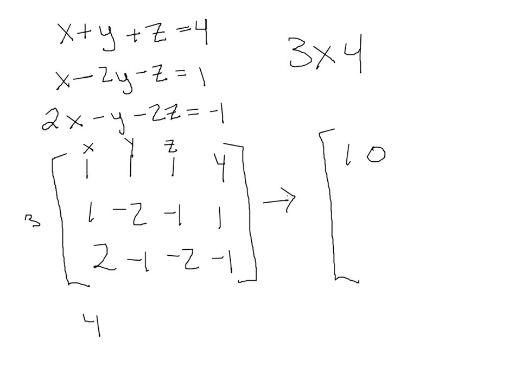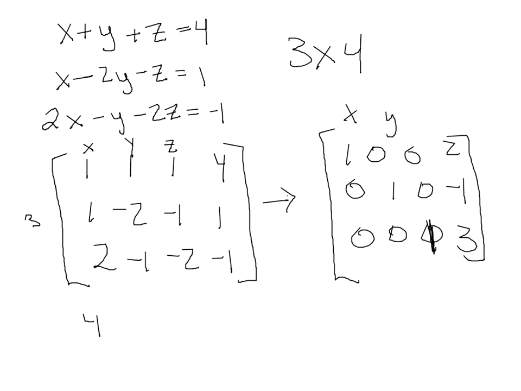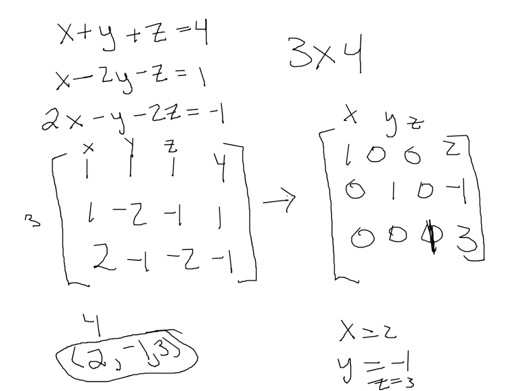We get 1, 0, 0, 2, 0, 1, 0, -1, and 0, 0, 0, 1, 3. So this is the X column, the Y column, and the Z column. What I get is X is equal to 2, Y is equal to -1, and Z is equal to 3. So if I write that as an ordered pair, it's X, Y, Z, so there's 2, -1, 3, and that's what goes into my math lab.